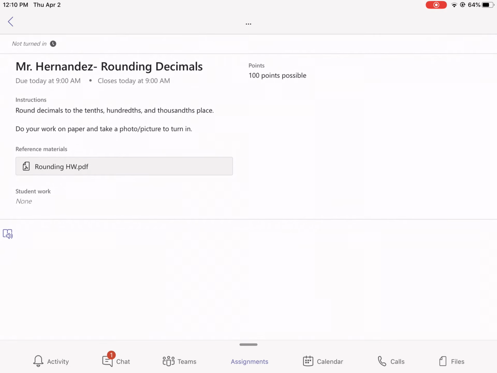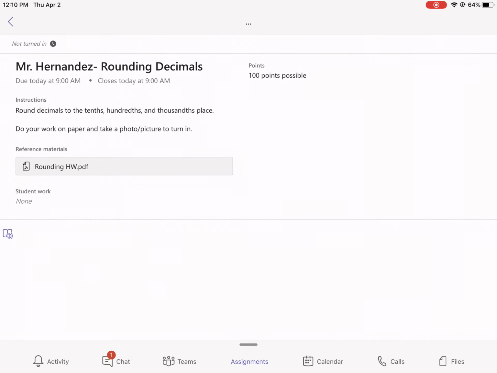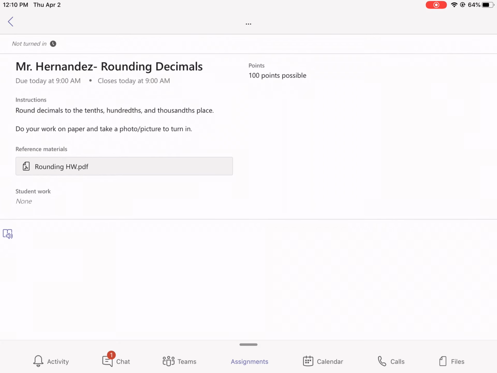in student work. You're gonna have a plus button. It's gonna say "entregar trabajo", it's going to tell you to turn in your work right here. You're going to take a picture of your paper. And then you're gonna submit. The submit button's gonna be at the top right.